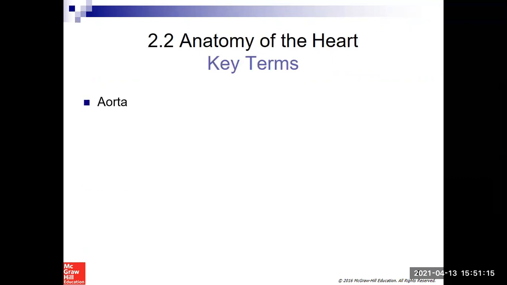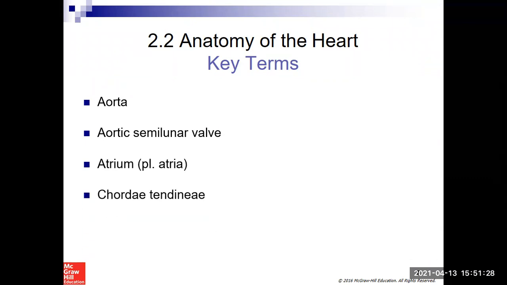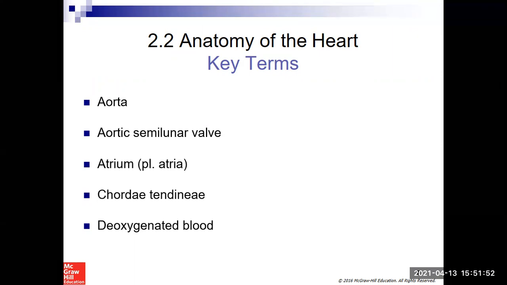Key terms: aorta, aortic semilunar valve. Semilunar is just saying that it is half shape. The atrium, plural is atria. Chordae tendineae. We're going to find out, or you should read those terms to know what they are. Chordae tendineae is a structure inside of the heart as well. And then deoxygenated blood. We know about deoxygenated blood, and it is found in the veins. Deoxygenated blood is first returned to the heart through the atrium.